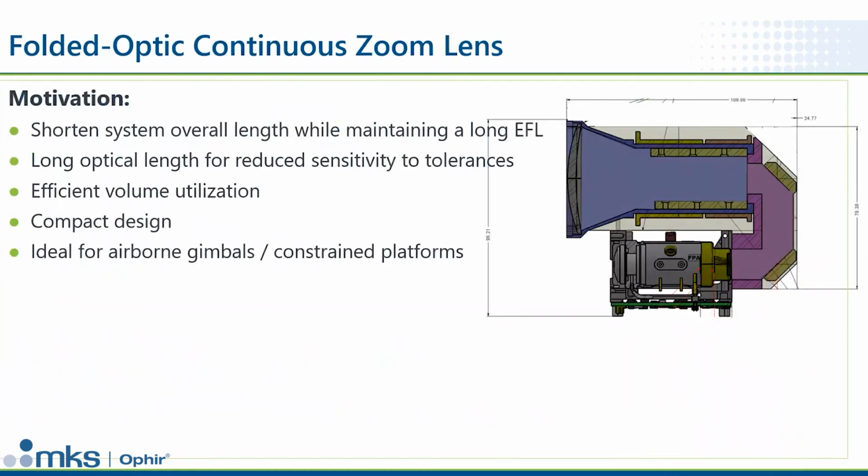We will now move on to the folded optic continuous zoom lens designs. The motivation for designing folded optic zoom lens is, first, to shorten the system overall length while maintaining long focal lengths. Second, the long optical length reduces the sensitivity to tolerances, so we can achieve better performance of the lens and better image quality.